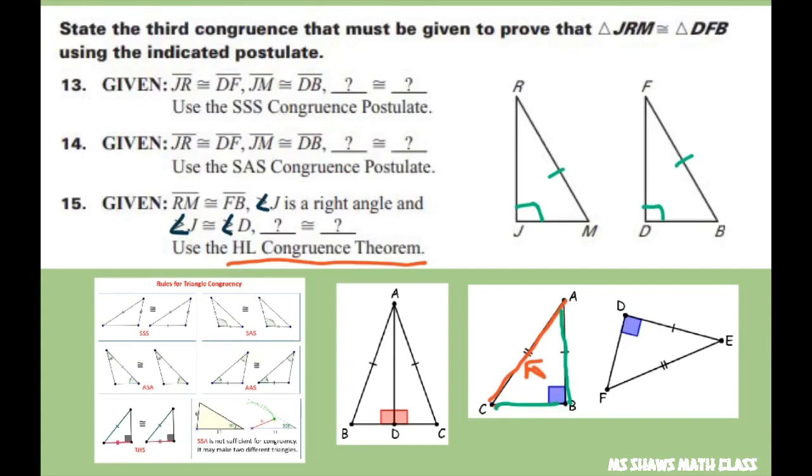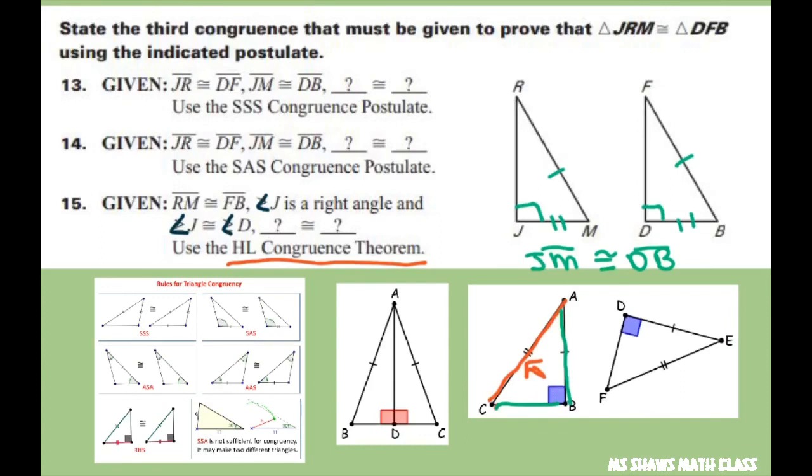So we need to know that the other two sides are congruent. So we're going to pick two legs, and we can pick that JM is congruent to DB. So those two are congruent.